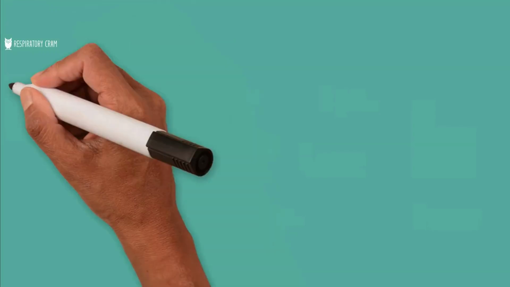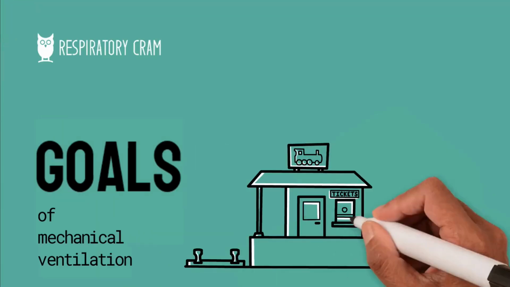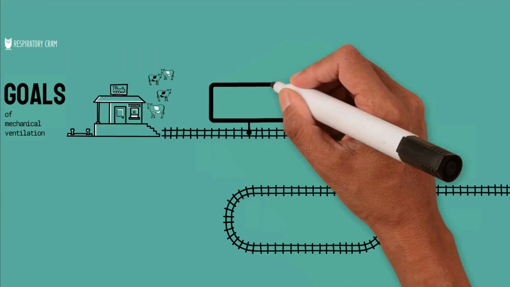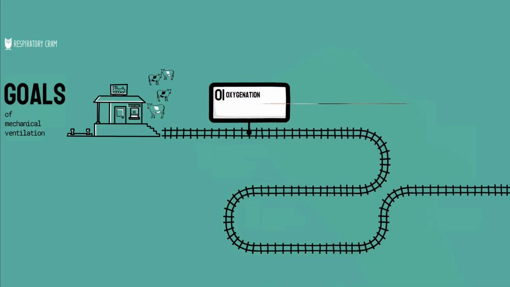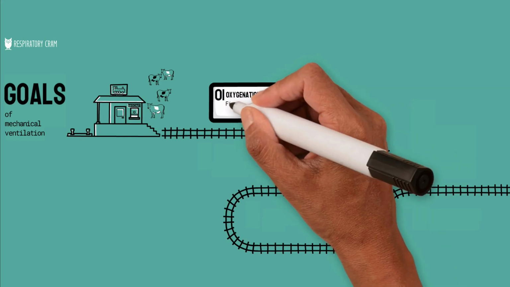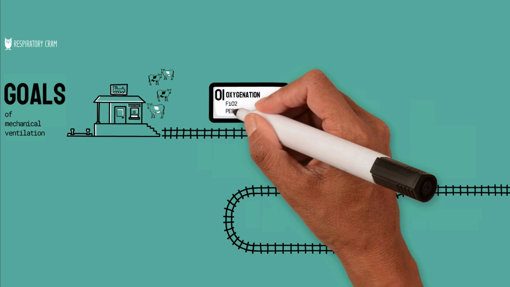All right, so we're going to talk about the goals of mechanical ventilation. And one of our first goals that we want to address is oxygenation. The normal PaO2 for a patient is between 80 and 100 millimeters of mercury, and that is controlled by the FiO2 and the PEEP. And the PEEP is the positive end expiratory pressure.